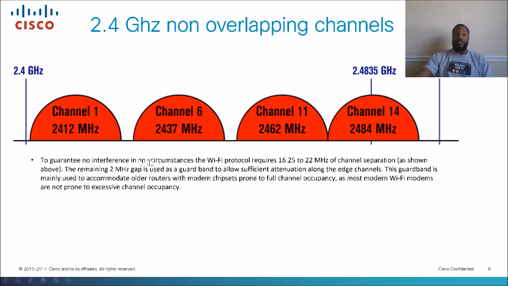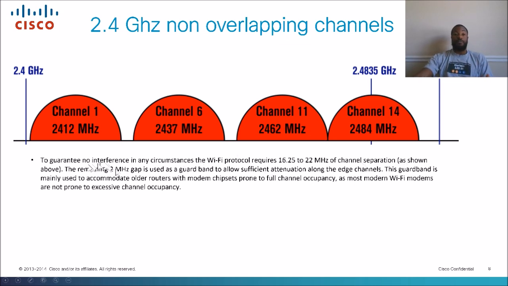To guarantee no interference in any circumstances in a Wi-Fi protocol, it requires 16.25 to 22 megahertz of channel separation. So we've got channel separation right here, and that's guaranteed to have no interference. In order to do that, you need to be on channels 1, 6, and or 11, as shown above. The remaining 2 megahertz gap is used as a guard band to allow sufficient attenuation along the edge channels. Remember that for the 5 gigahertz range as well.